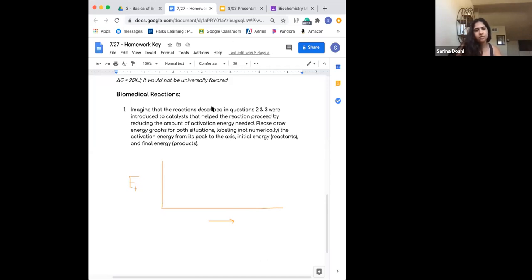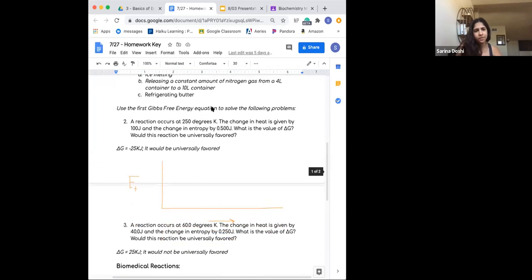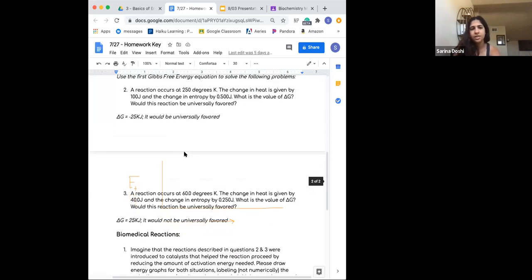And for our first reaction, we have a temperature of 250. The initial reaction is 100 joules. Oh, I'm sorry, guys. And the final amount of energy is negative 25 kilojoules. So it seems like this reaction, because you have a negative amount of free energy at the end, this reaction is exothermic because it releases energy into the system.